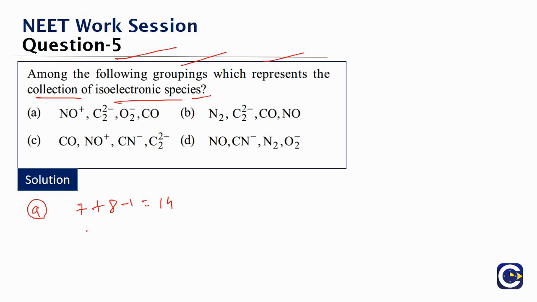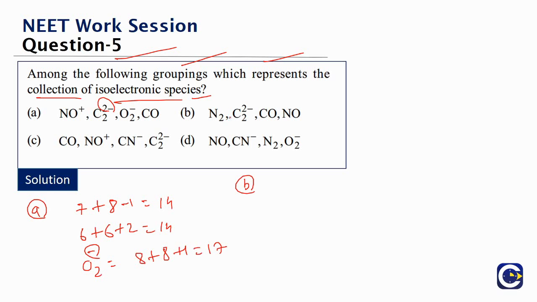Then C2 2 minus. 2 carbons are there, so each carbon has 6 electrons. So 6 plus 6, and 2 minus means gain 2 electrons. Totally 14. O2 minus: 2 oxygens are there, 8 plus 8, 16. Minus means it gained 1 electron, so totally it is 17. We can see here there is a mismatch. In these questions, the moment we see a mismatch, we can just move on to the next option, because there is no point in checking the other one, as we already see a discrepancy.